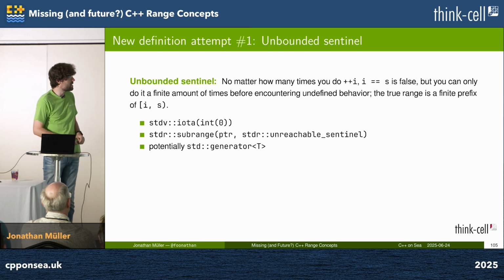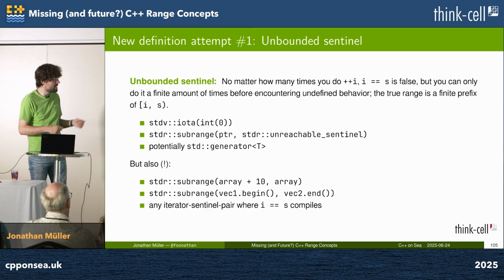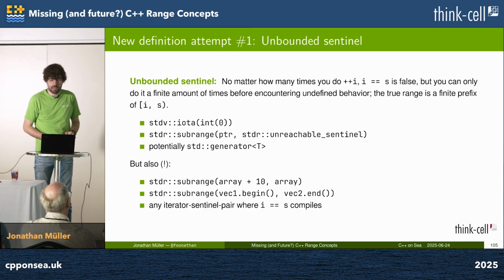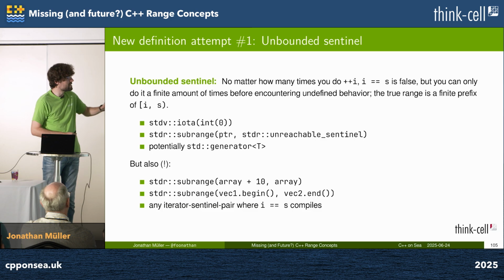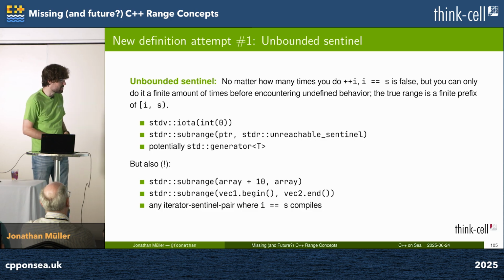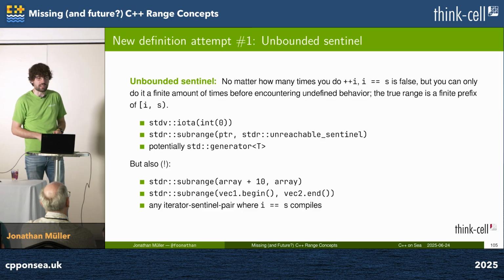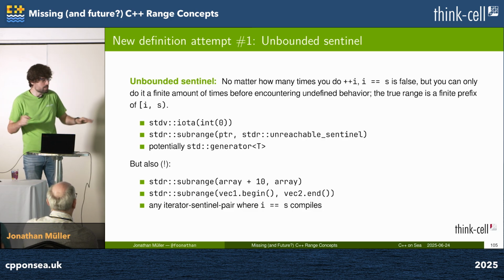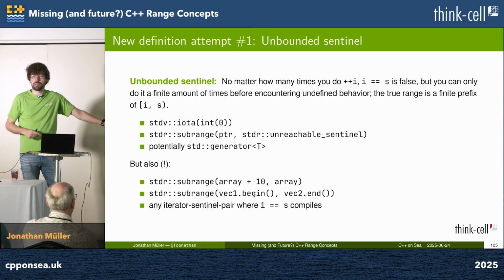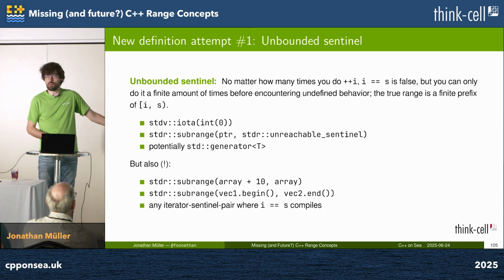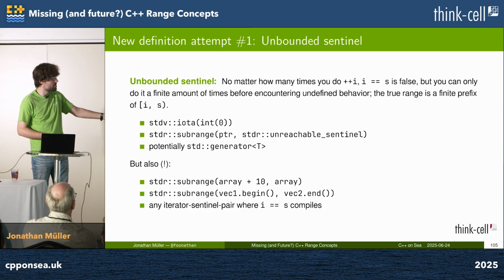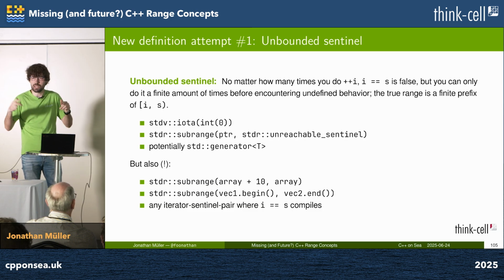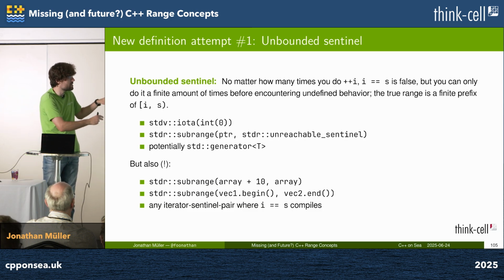Similarly for the subrange, and potentially for the std generator. The problem with this definition is that it is too broad, because it also allows the subrange of array plus 10 plus array. This is an unbounded sentinel where you can increment it 0 times. And this would make it a valid range, right? Similarly, vec1 begin to vec2 end: you can increment it until you reach the end of vec1, and then you have undefined behavior, and then you should stop, right? In general, we've made any iterator-sentinel pair where we can compare the two a valid range, which is bad because we still want to reject those things. We want to have asserts in the subrange constructor saying, hey, you're having iterators of two different vectors. What are you doing, right? So this definition is too broad.